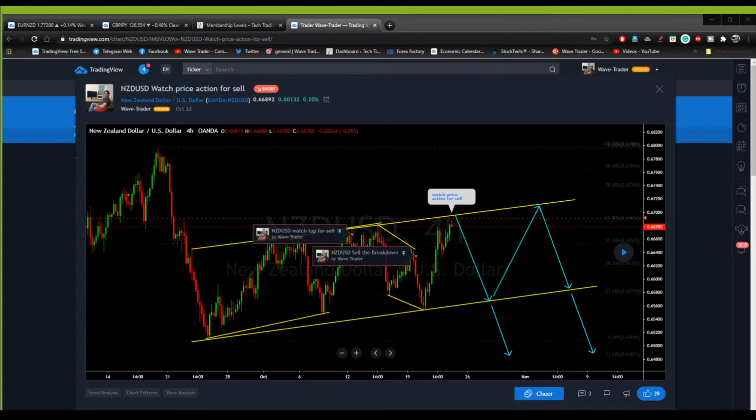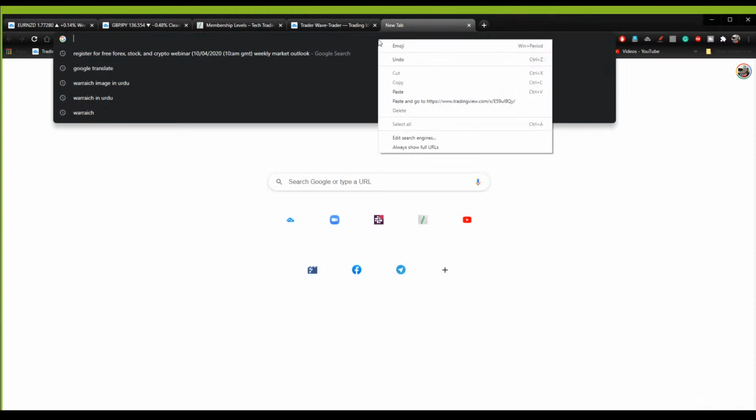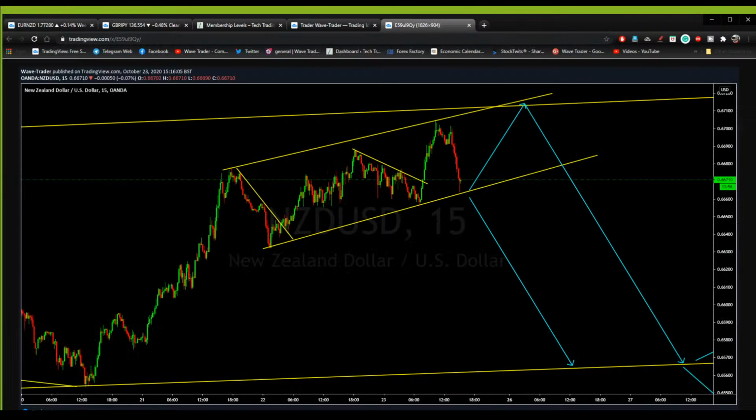So let me bring up the chart. Okay, there you go, the chart. So we were looking for this to go lower Friday from the top. Okay, we got that small leg lower on the 15-minute time frame.